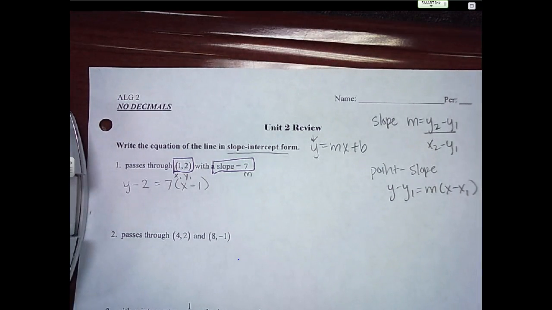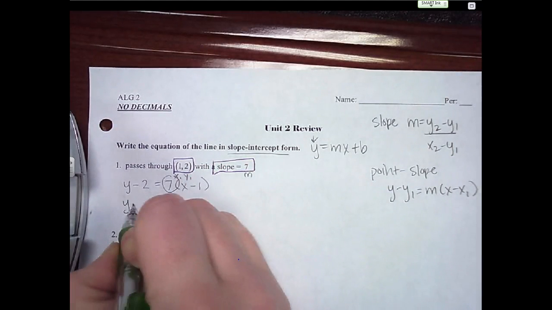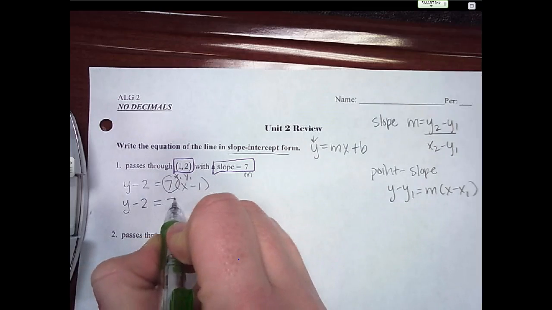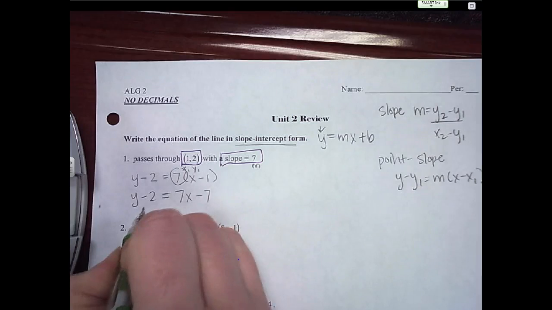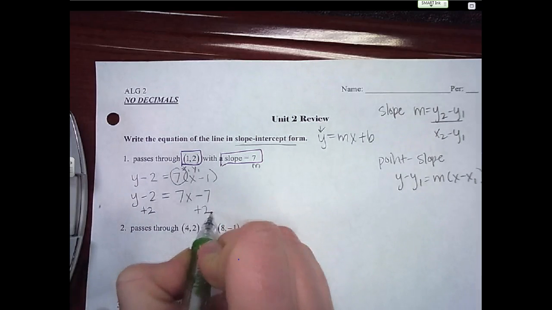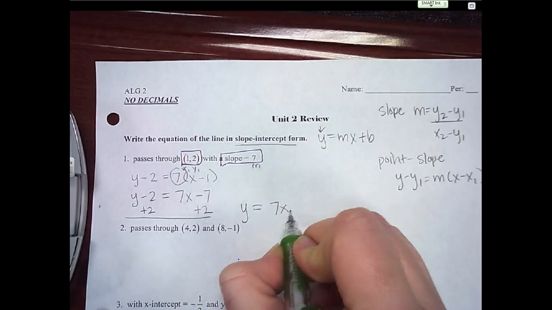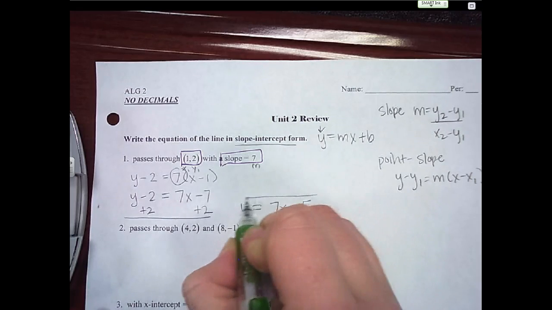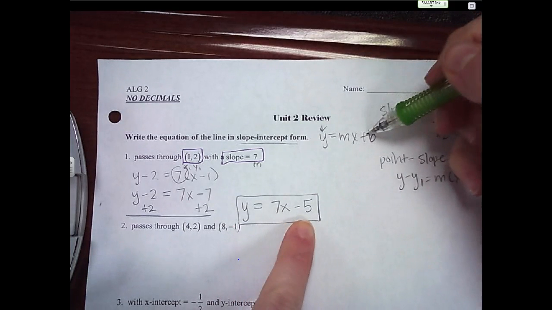Okay, so really there's just two steps here. I want to distribute the 7. So this becomes y minus 2 equals 7x minus 7. And then I'm going to add the 2 over. So y equals 7x minus 5. Okay, I have y by itself, and then I have my mx, and then there's my b.